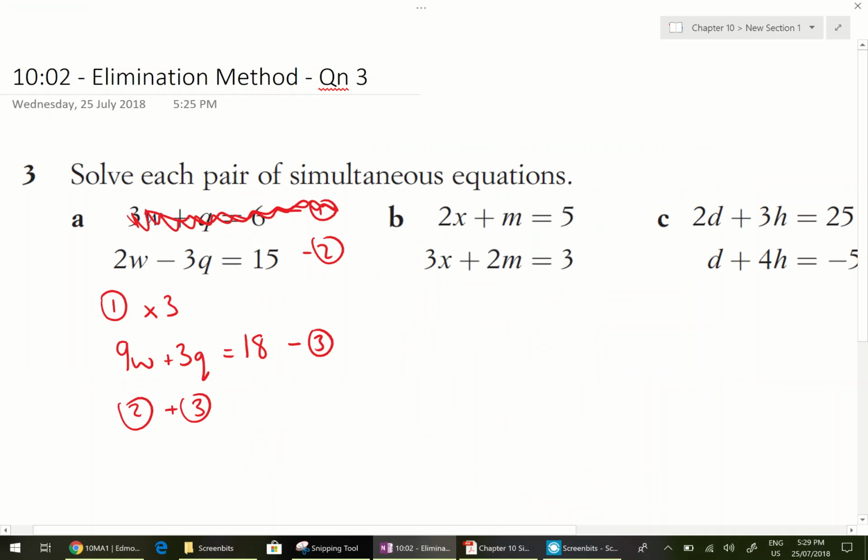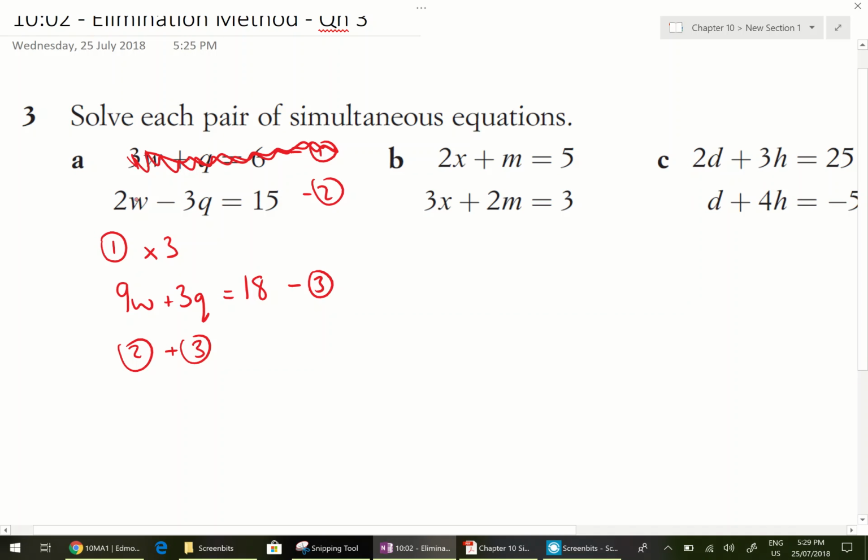We're going to add those together, 2 plus 3. What happens when we add 2 and 3? So 2w plus 9w gives us 11w. Negative 3q plus 3q, they get cancelled out. And 15 plus 18, that's going to give us 33. We can look at that and say, well, that means w is going to equal 33 divided by 11, which is 3. We have half of our solution. Remember, when we're solving simultaneous equations, there's two solutions. There's a solution for each of the two letters.